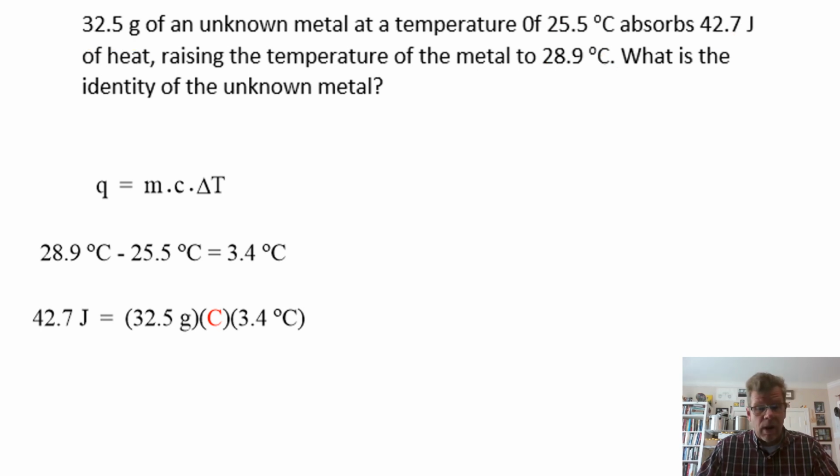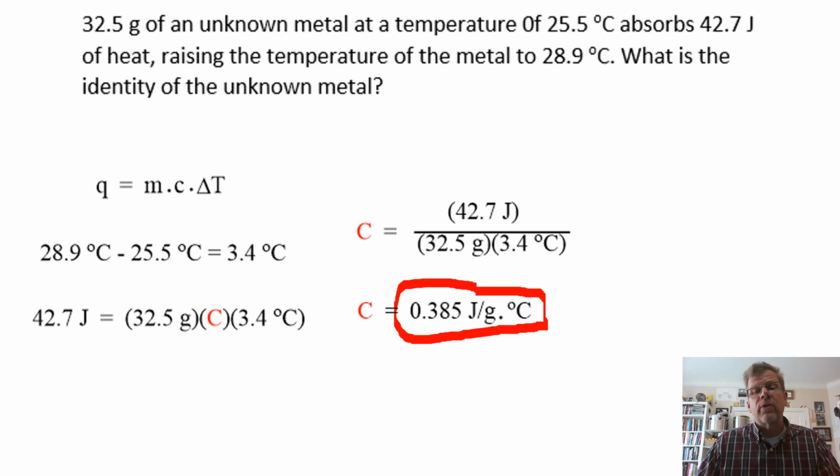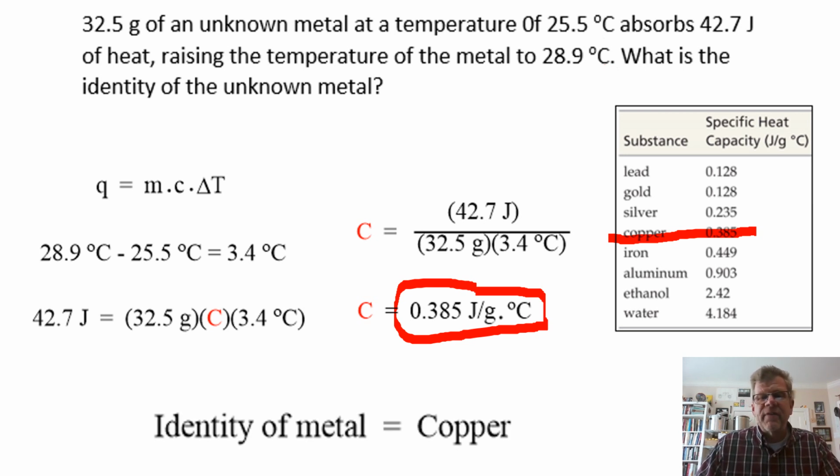So really, ultimately what we're just going to do is solve for the heat capacity. And what comes out of here now is 0.385 joules per gram per degree Celsius. That's what comes out of our calculator. And we would then go to a table of heat capacities, and we would find that 0.385 corresponds most closely to copper, so the identity of the metal would indeed be copper.